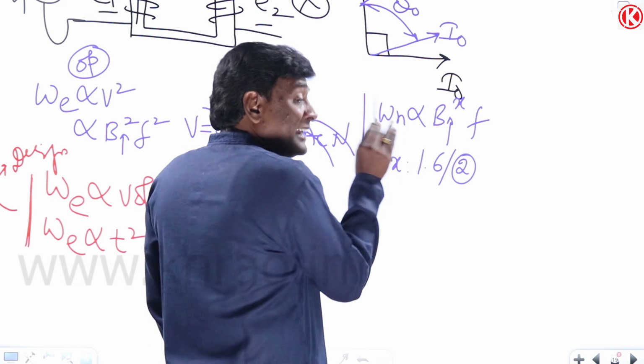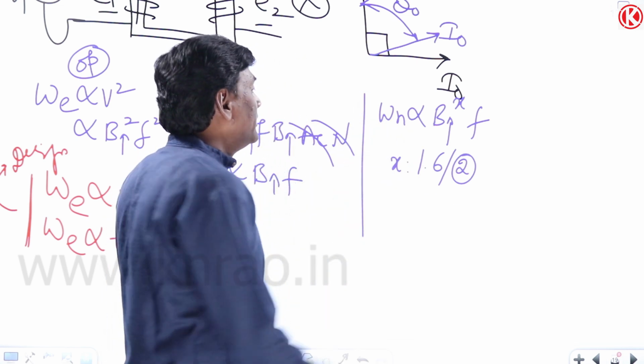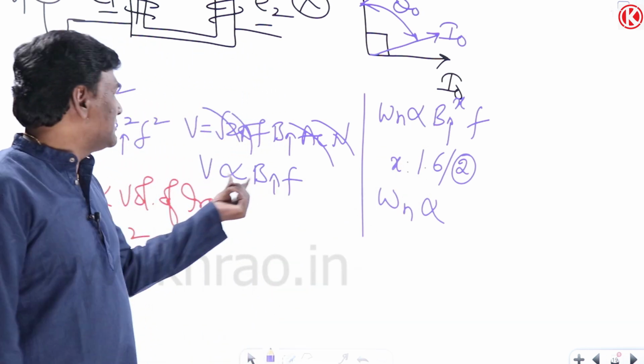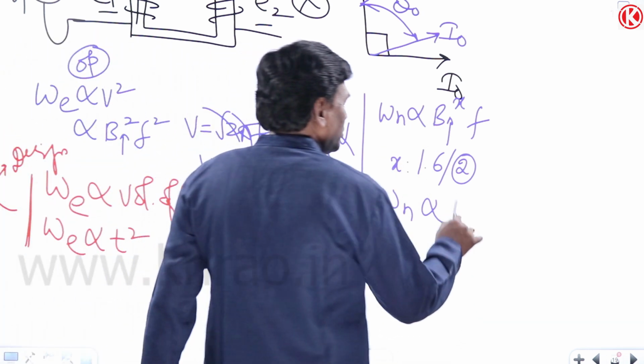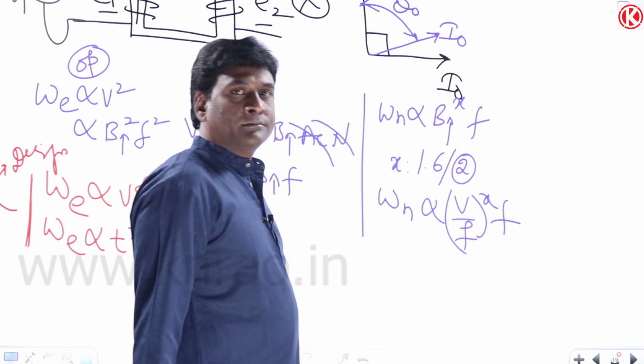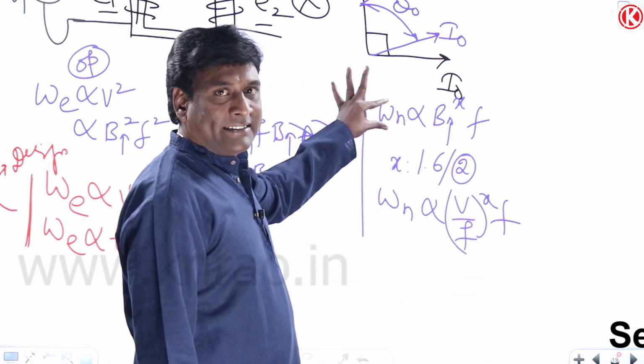Now this is as an operating engineer. Hysteresis loss is directly proportional to Bmax, and Bmax is directly proportional to V by f. So it is (V by f) to the power of x into f. Okay, forget about it. The main thing is here.